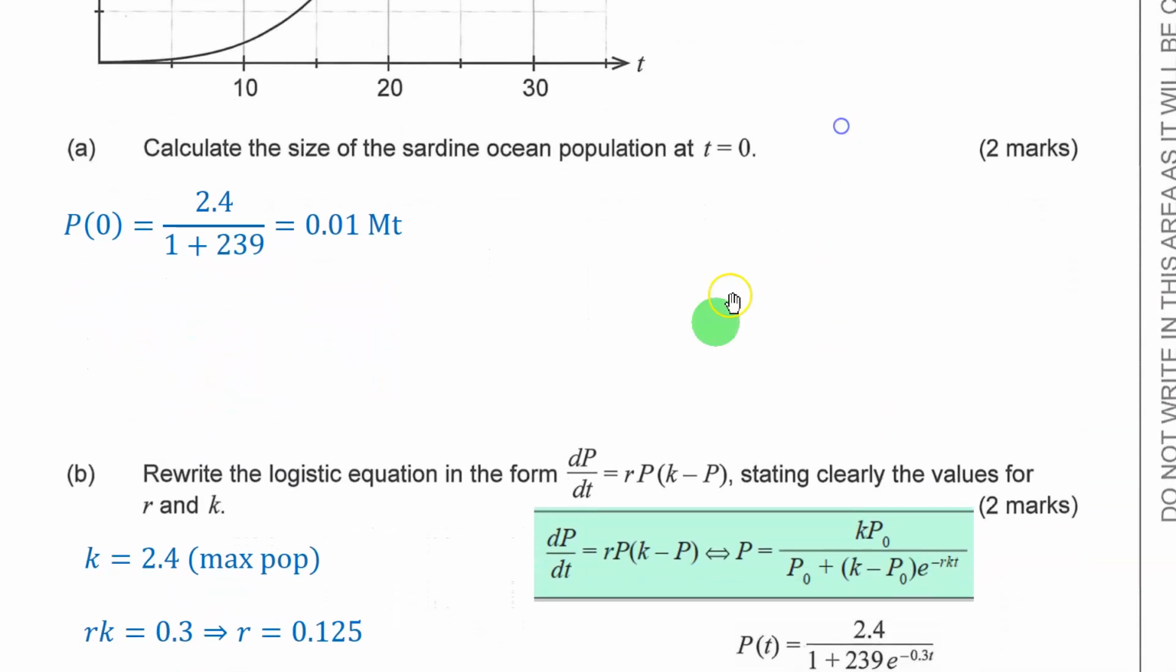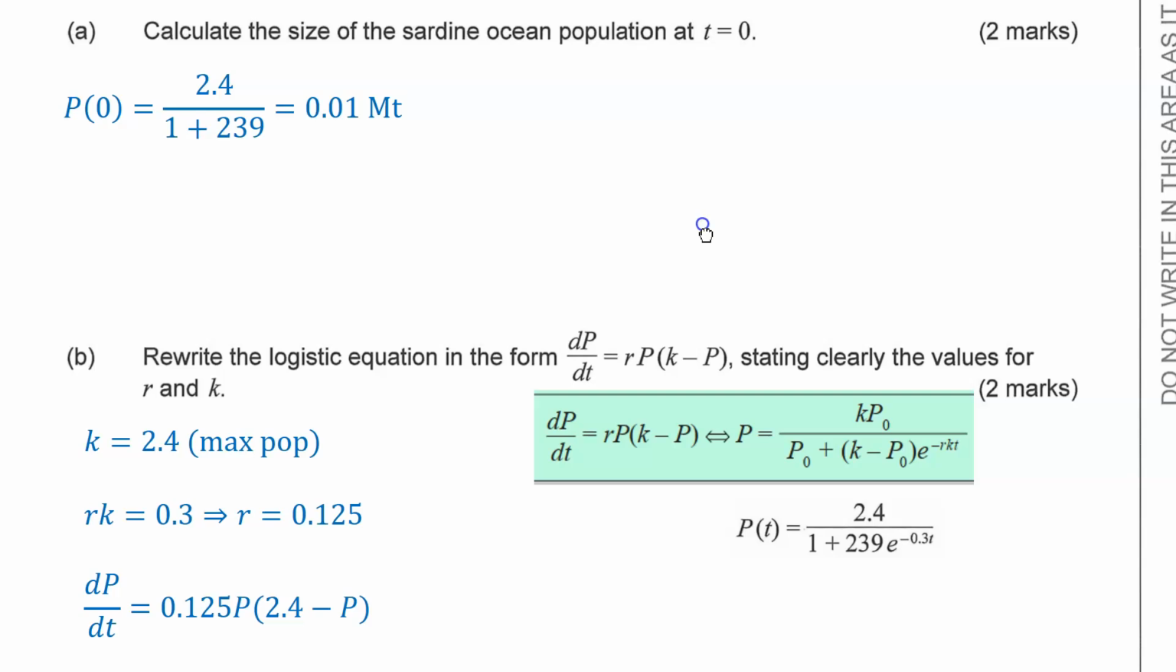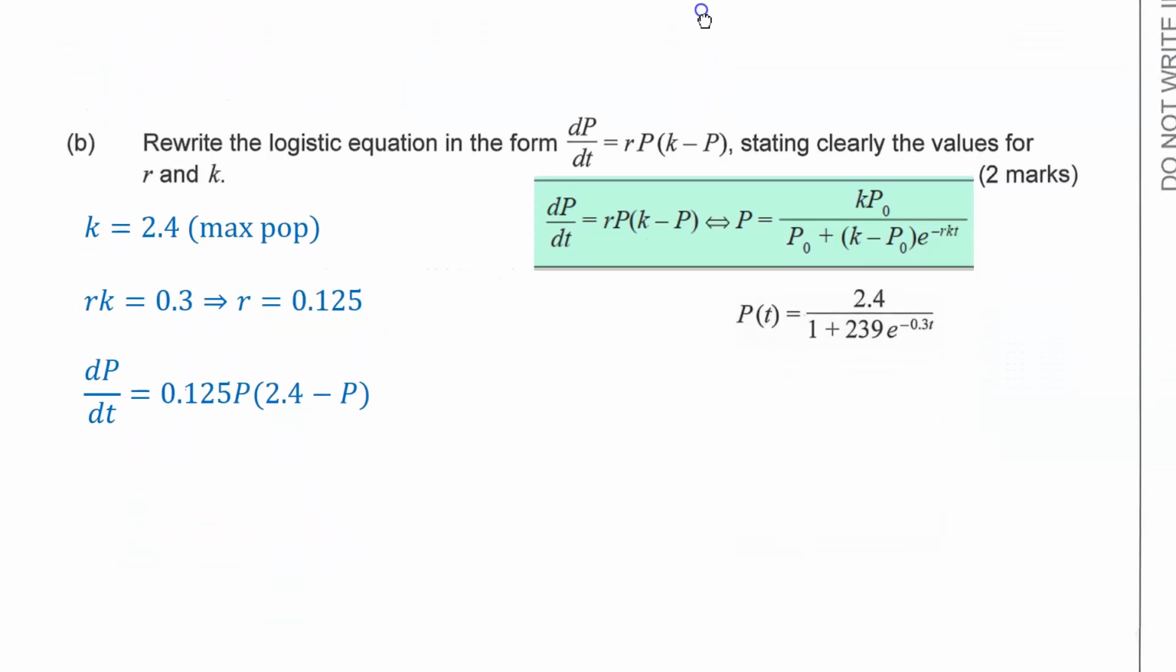Part B, rewrite the logistic equation in this form, stating clearly the values for R and K. Right, so on the formula sheet, this is the version we're given, but obviously this one looks a little bit different. It's the alternative version where we've divided through by the initial population to get this one, so that instead of having a P0 here, we've got 1. So upstairs is K, so we can write that down. K is 2.4, which is the maximum population.